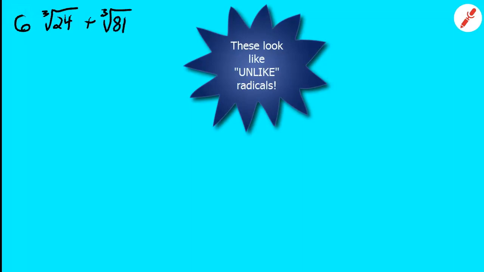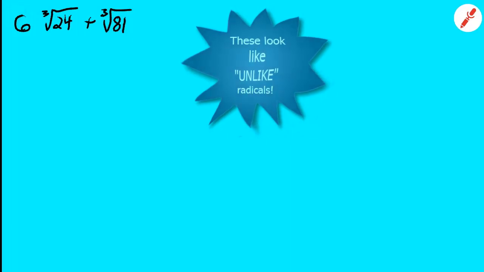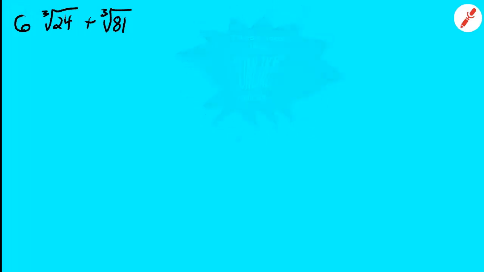Because on the surface, it looks like you can't add these. These are not like radicals. They do have the same index, but they don't have the same radicand. That is, 24 and 81 are the radicands. But I'm betting we can break these down and find a perfect cube in them. Let's do it. Let's break down 24.